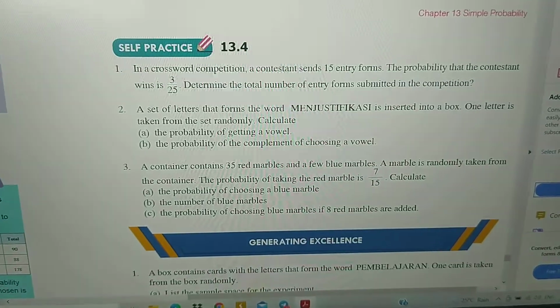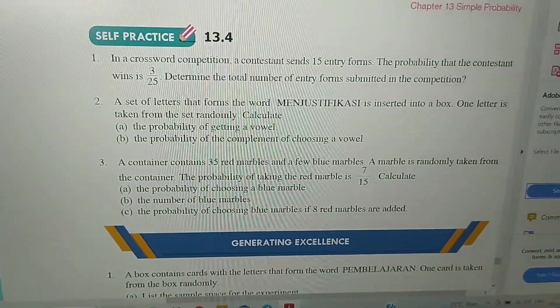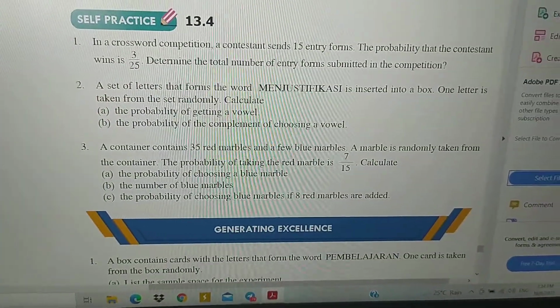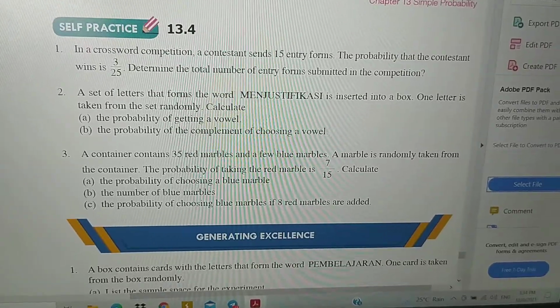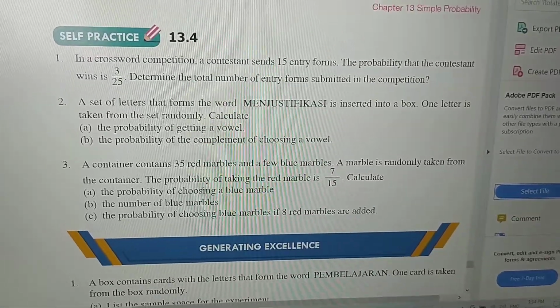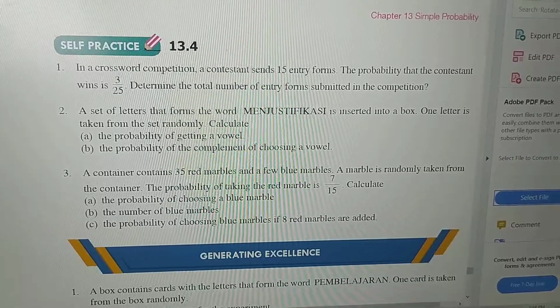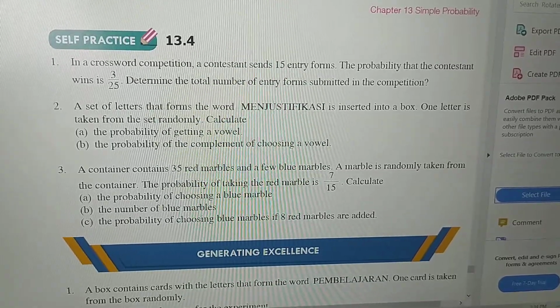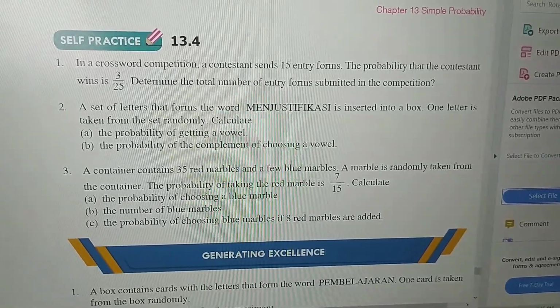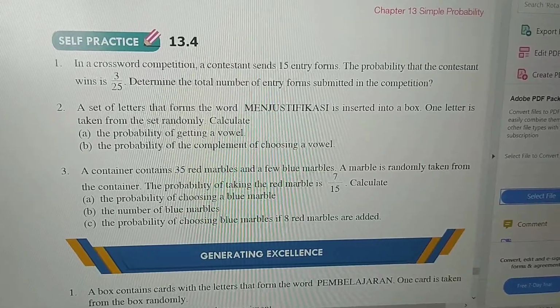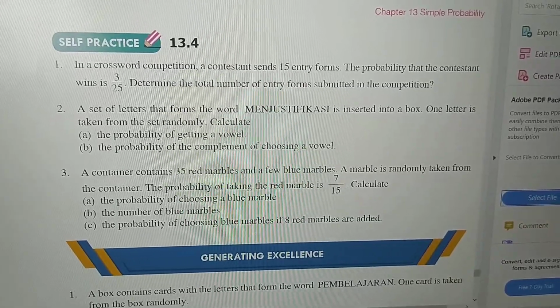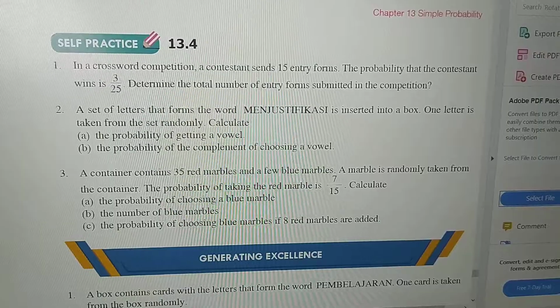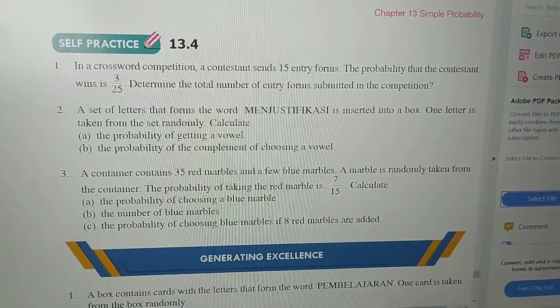Okay, now look at question number 2. Question number 2 asks: a set of letters that form the word menjustifikasi is inserted into a box. One letter is taken from the set randomly. Calculate A, the probability of getting a vowel, and B, the probability of the complement of choosing a vowel.